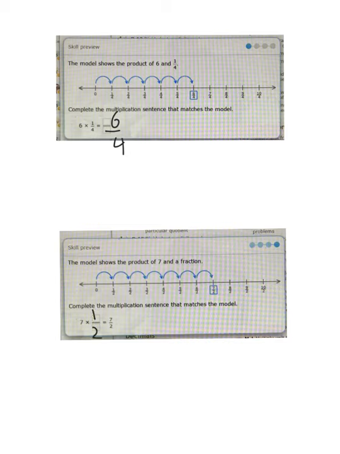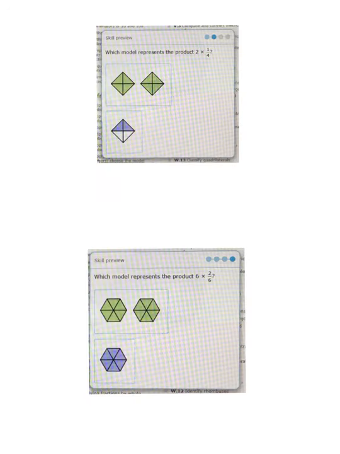The thing I want you to start to notice is you can almost multiply straight across the top. 6 times 1 is 6. The 4 stays the same. 7 times 1 is 7. The denominator of 2 stays the same. Keep that in mind.